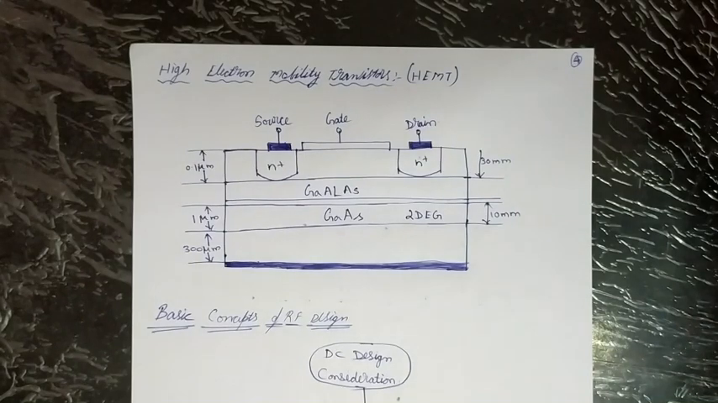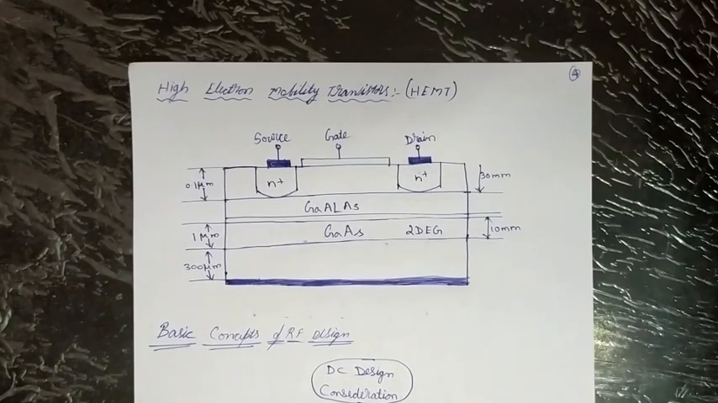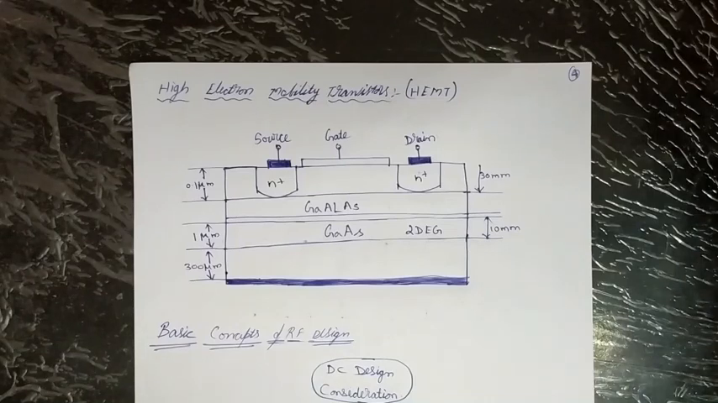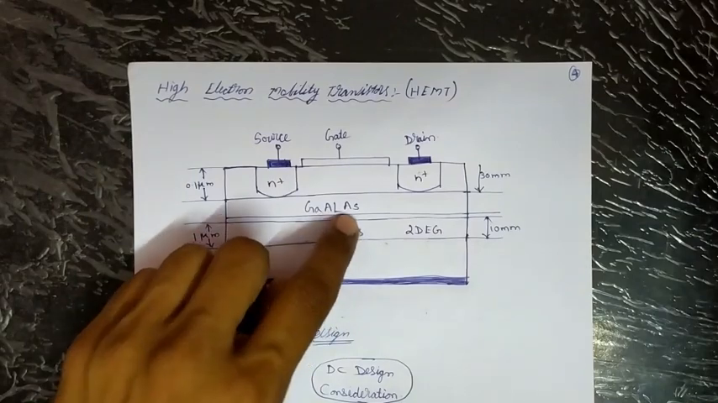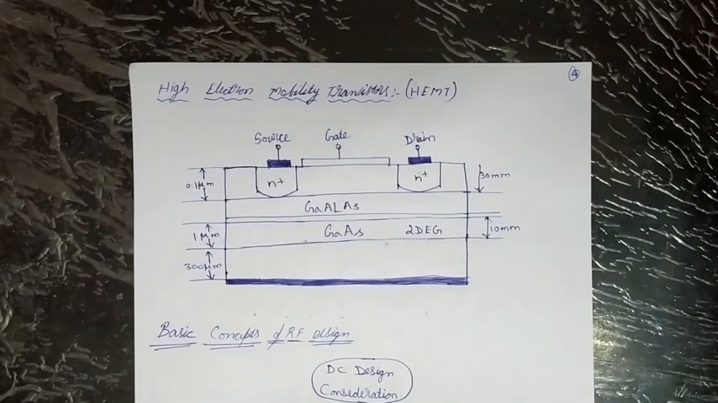The next topic is high electron mobility transistors, called HEMT. This is the generic heterostructure of a depletion mode HEMT. GaAs is gallium arsenide, and we will call the other aluminum gallium arsenide. In this we are using gallium arsenide as well as aluminum gallium arsenide.